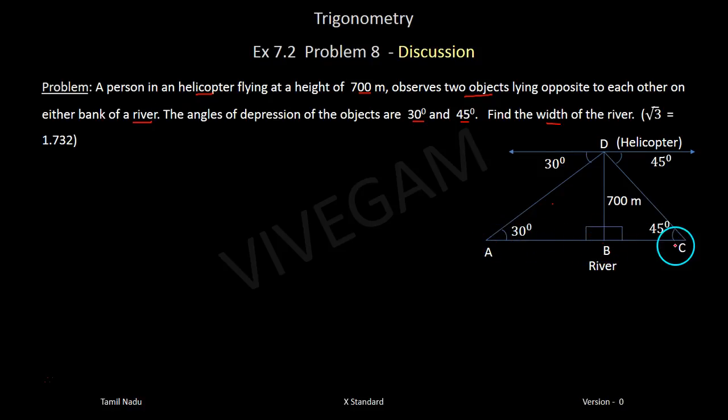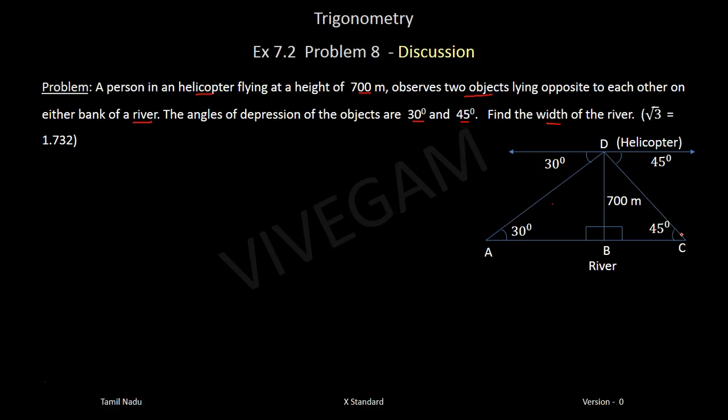Similarly, now we need to calculate BC. What is BC? This is unknown, this is known, and this is an angle. Same thing, tan 45, opposite by adjacent. From that relationship we can calculate BC. Earlier we found AB, now we found BC. AB plus BC is what? AC, which is the width of the river. Okay, so this is how the problem needs to be solved.